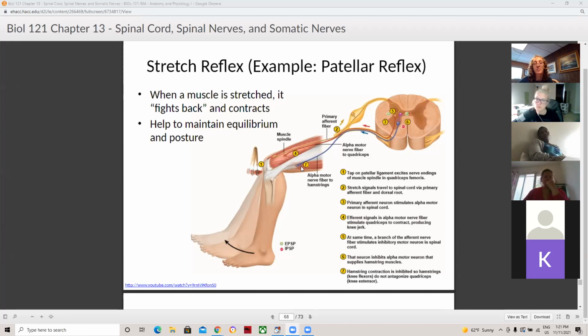So contraction of a muscle always results in the relaxation of another muscle. These stretch reflexes help to maintain equilibrium and posture. Questions? The receptor in this case are the muscle spindle fibers, which are receptors that respond to stretch. There's two alpha motor neurons. One sends an inhibitory signal to cause the hamstring muscles to relax, and another neuron is going to send a signal to the quadriceps to have them contract.